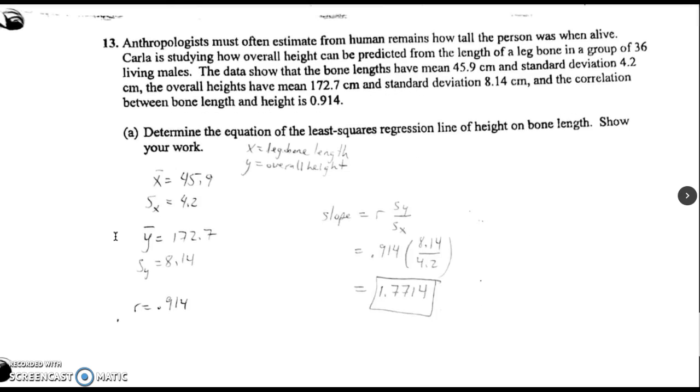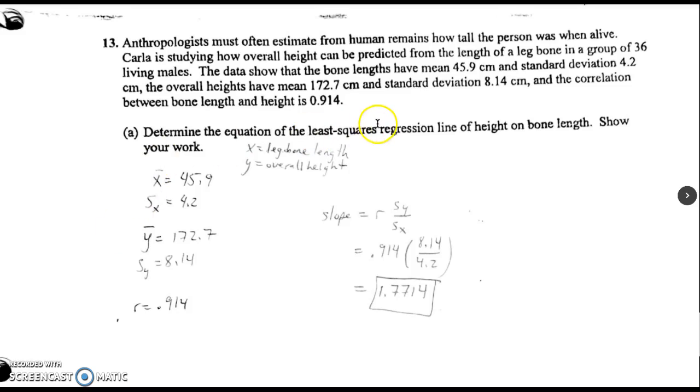Going on to number 13. It says anthropologists must often estimate from human remains how tall the person was when alive. Carla is studying how overall height can be predicted from the length of a leg bone in a group of 36 living males. The data show that the bone lengths have mean 45.9 centimeters and a standard deviation of 4.2 centimeters. The overall heights have mean 172.7 centimeters and standard deviation 8.14 centimeters. And the correlation between bone length and height is 0.914. Part A says to determine the equation of the least squares regression line of height on bone length. Show your work.